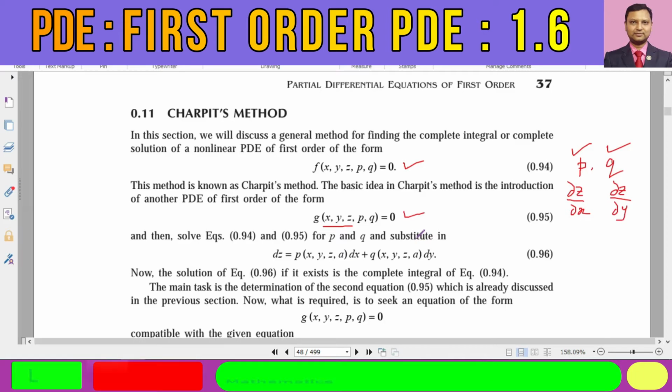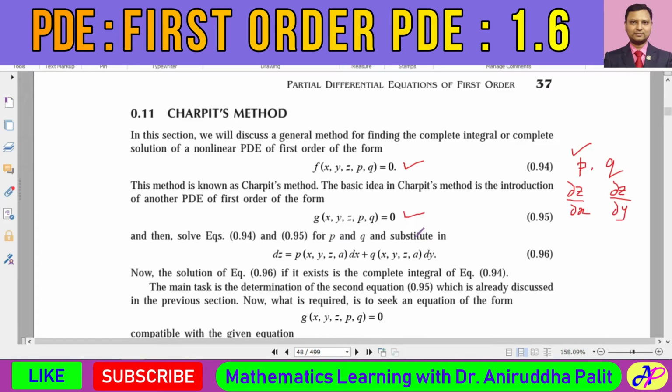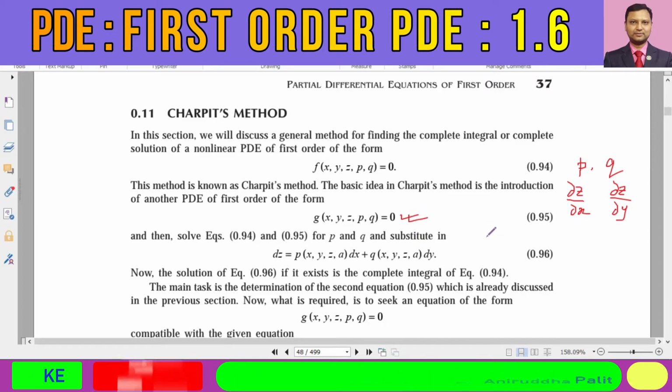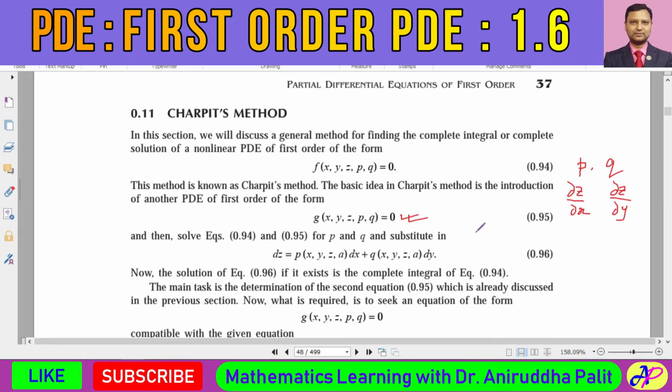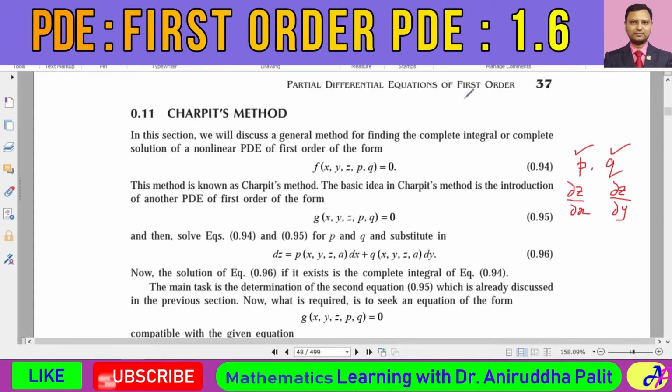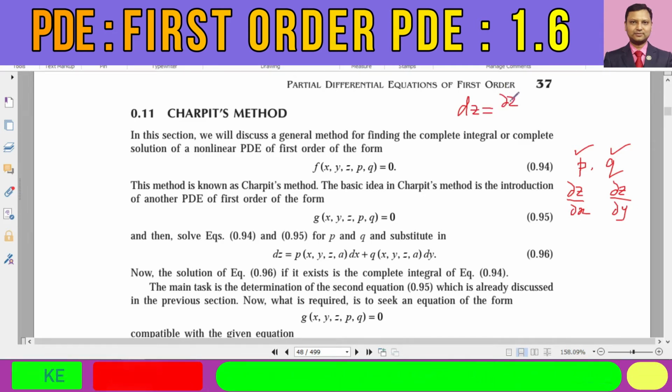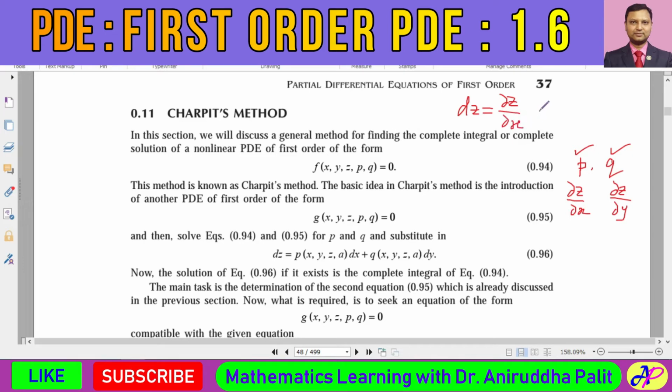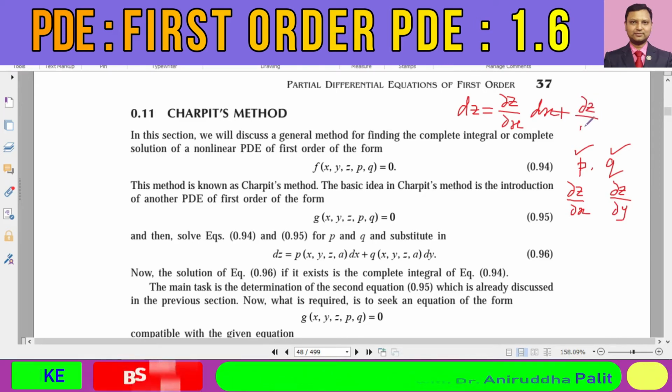That's the reason we need a second partial differential equation. Now, how can we construct this partial differential equation? I will come later to the construction of it. But if it is possible to find the expressions of p and q, then we know that the differential dz is equal to del z del x into dx plus del z del y into dy.